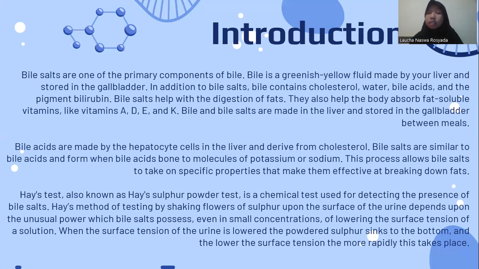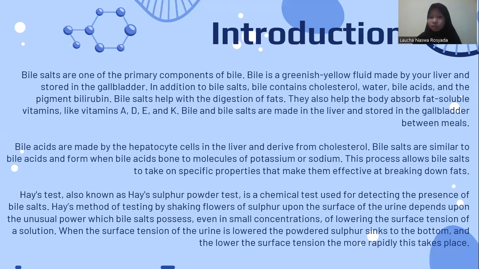And on this opportunity, I want to share with you about the Hay test. It is also known as the Hay sulfur powder test. It's a chemical test used for detecting the presence of bile salts. The method tests by checking flowers of sulfur sprinkled upon the surface of the urine, depending upon the power which bile salts possess.